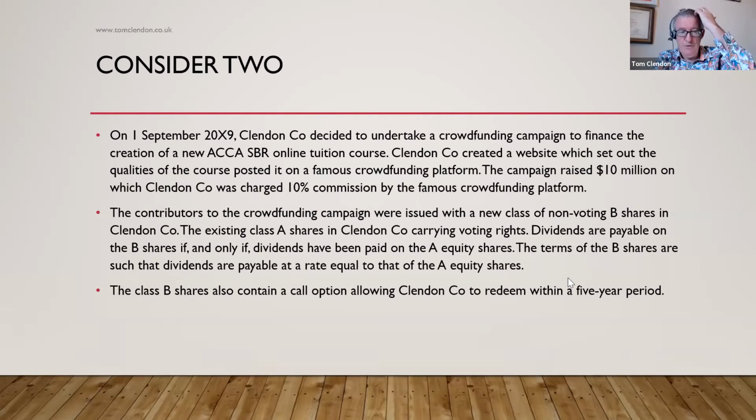And the terms of the B shares are that the dividend is payable at a rate equal to the A shares. And the Class B shares contain a call option, which allows Clendon to redeem within a 5-year period. So the company itself has the ability to call and to redeem the shares. It's not a put option, so the power is with Clendon rather than with the Class B shareholders. So I suppose there's a number of questions that fall to be considered here.